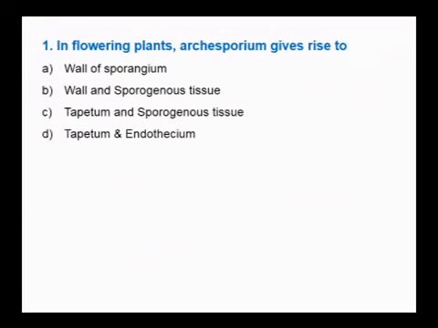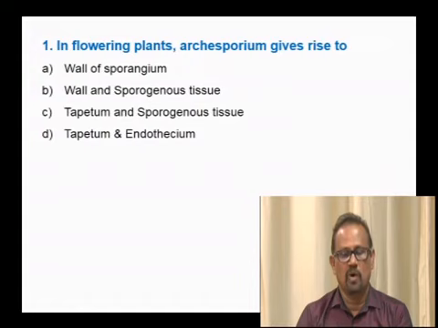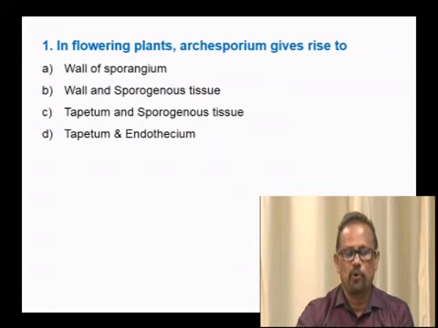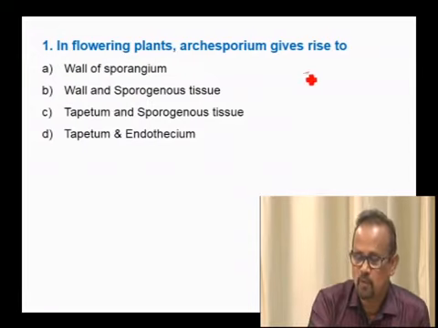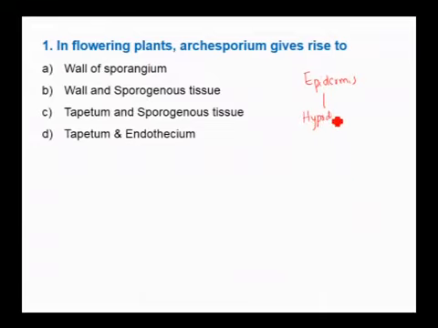First question, in flowering plants, archisporium gives rise to? There are 4 options: wall of sporangium, wall and sporogenous tissue, tapetum and sporogenous tissue, tapetum and endothecium. See, there is an outermost layer called epidermis. Below the epidermis, there is a hypodermal cell called archisporium, archisporial cell. So these are diploid cells.